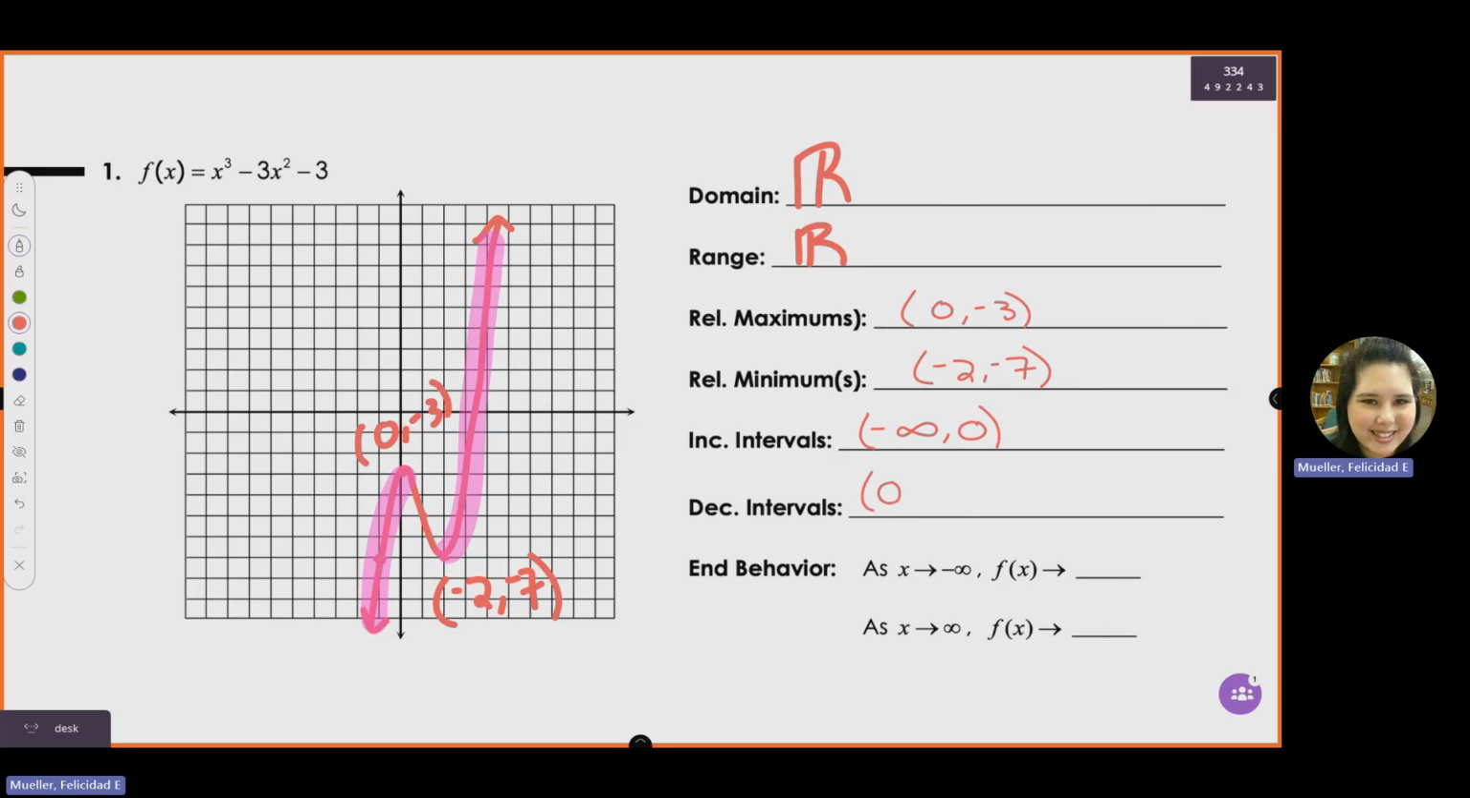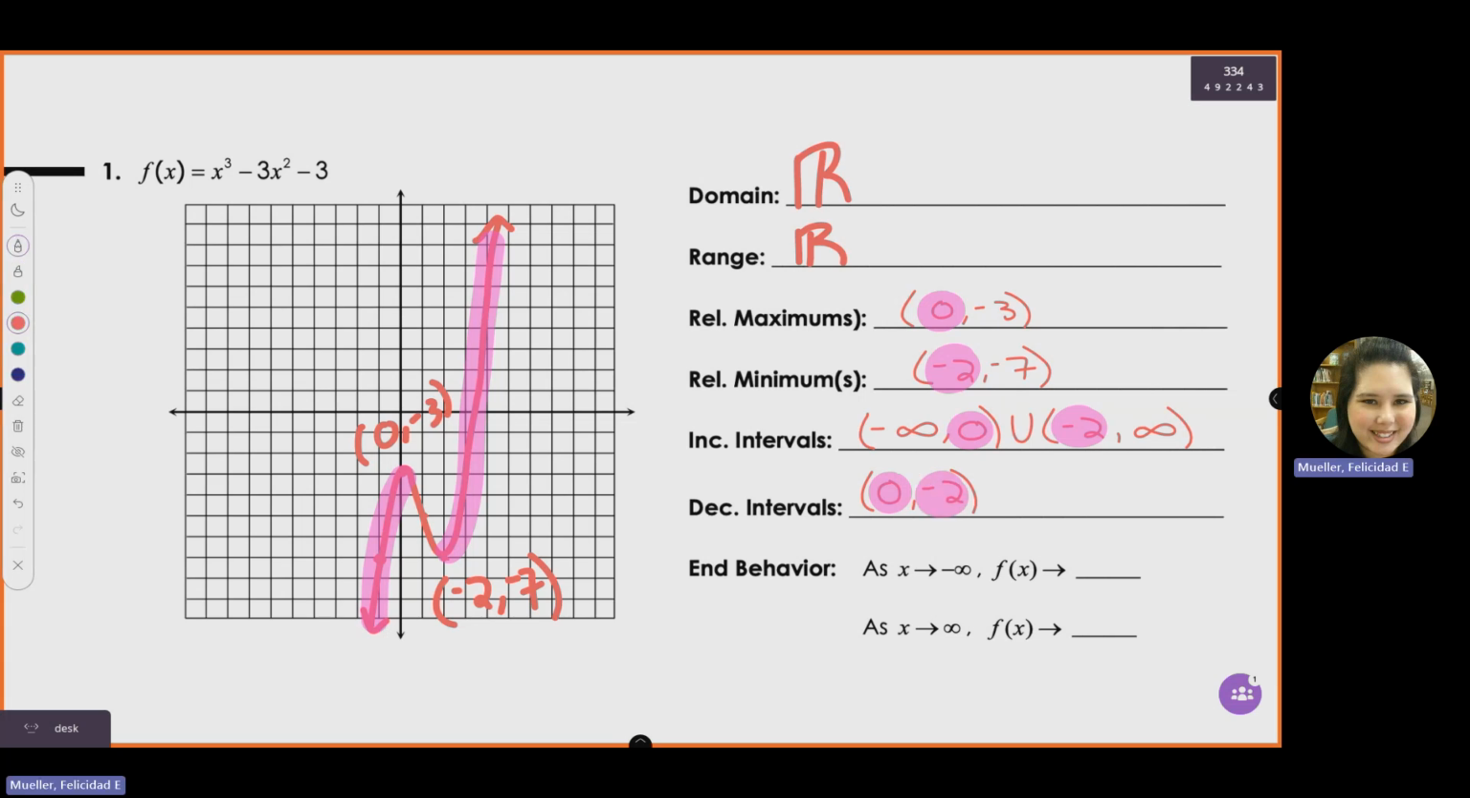And from 0 to -2, which is my next turning point, it is decreasing. And from there, from -2 to infinity, it is increasing yet again. We are actually always using the x values of my turning points for me to figure out where it is happening. So that is where I got those.